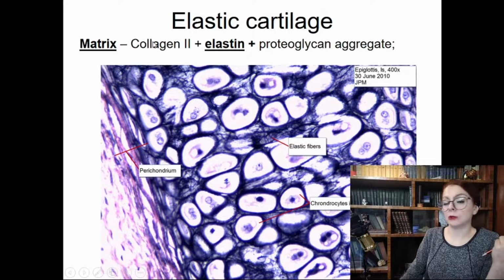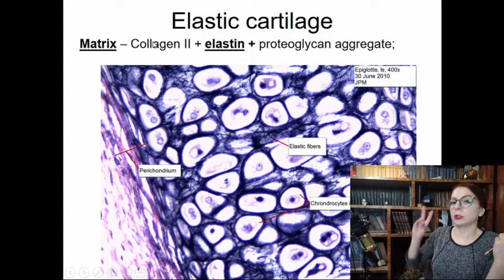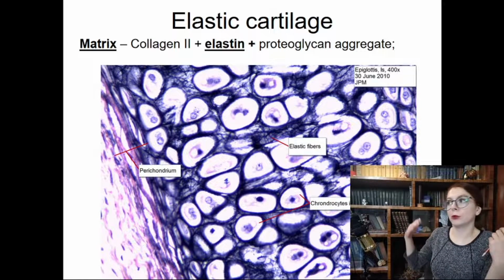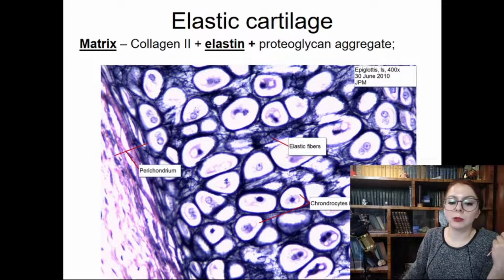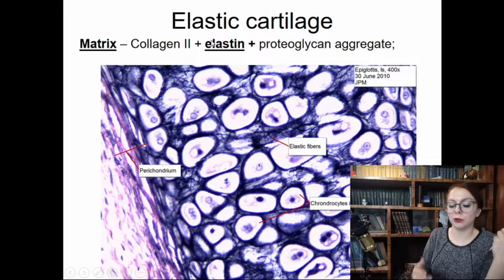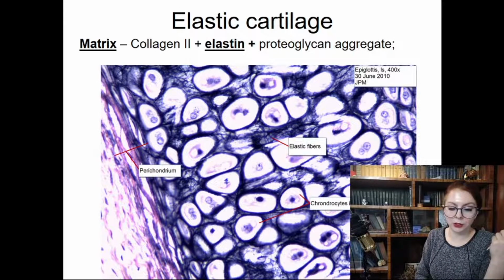As you can see in the matrix, of course, we can also find collagen type 2. It is characteristic for all 3 types of cartilage, but elastin is more numerous here, and it is responsible for the general properties of such cartilages.